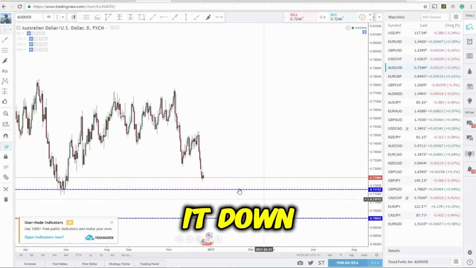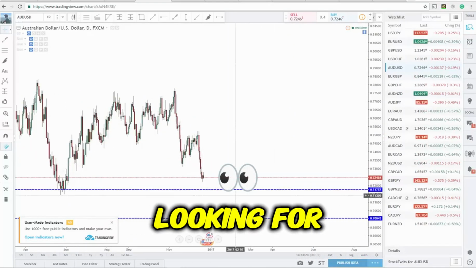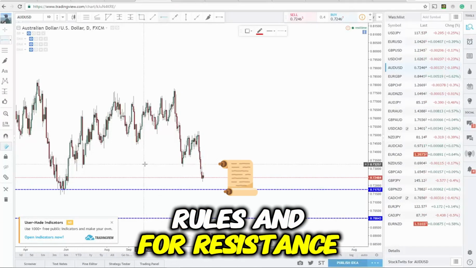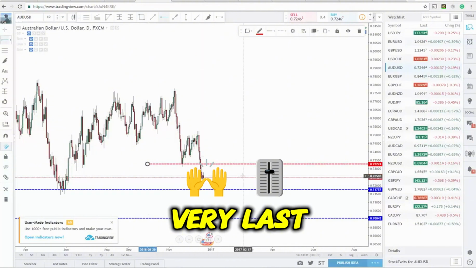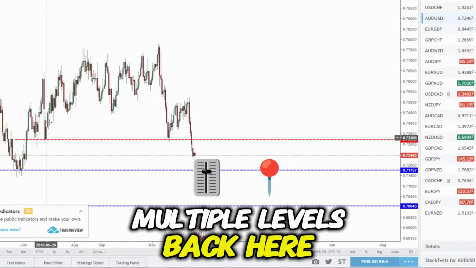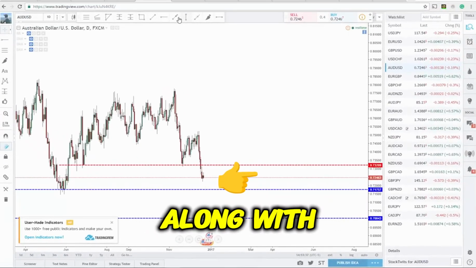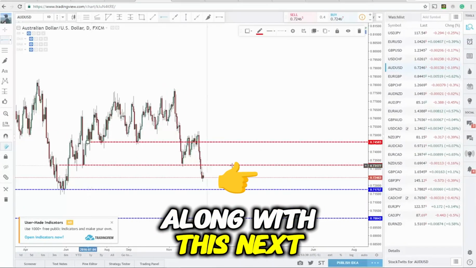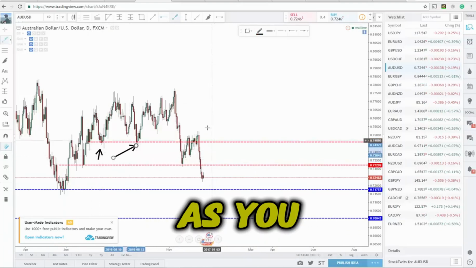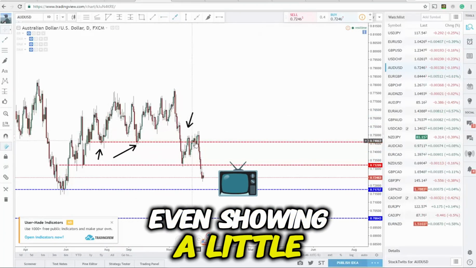If the market makes it down to those zones, that's when I'll be looking for long opportunities based on the EAP rules. And for resistance, I'm looking at this very last support level that also coincides with multiple levels back here, along with this next level up, which we have multiple touches on our daily time frame. As you can see here, even showing a little resistance here.